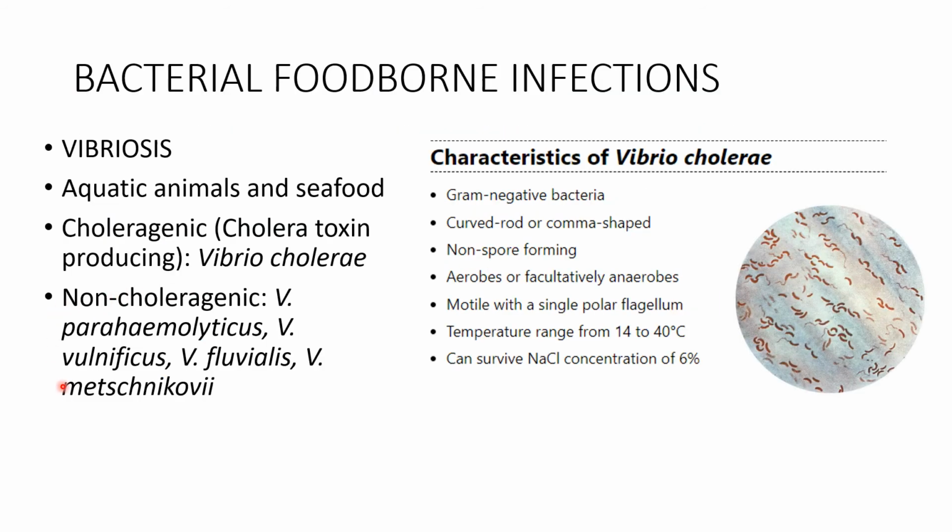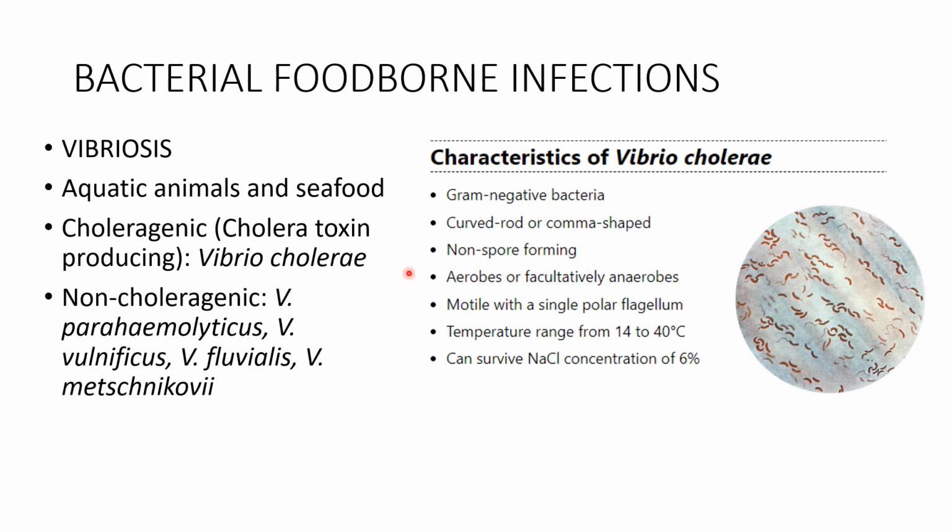So next, you have your vibriosis. So basically, food implicated here are food articles from aquatic animals and seafood. And generally, the species that cause vibriosis can be divided into cholerogenic and non-cholerogenic. So your cholerogenic, of course, those that are capable of producing cholera toxin, is your Vibrio cholerae. Then for non-cholerogenic, you have your Vibrio parahaemolyticus, Vibrio vulnificus, Vibrio fluvialis, and Vibrio mimicus.